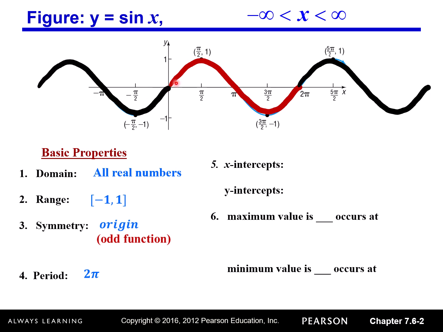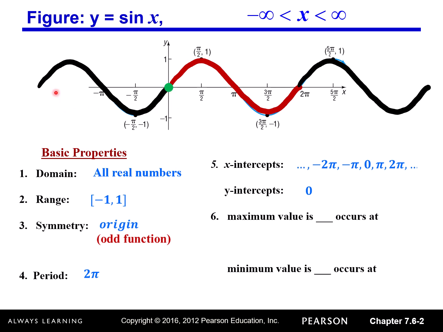So you can see that the period in this red graph, 0 to 2 pi, is repeated from 2 pi to 4 pi and so on, or -2 pi to 0, and so on up to negative infinity. And then to identify the x-intercepts, they are -pi, 0, pi, 2 pi, and so on. And for the y-intercept, it is at the origin, which is y equal to 0.